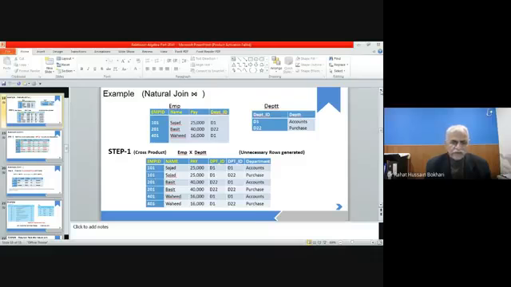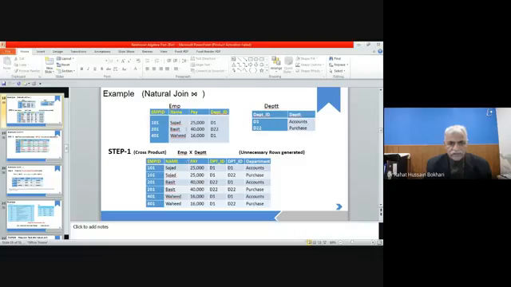So we have to be able to go for the natural join. Within the first table we have 4 attributes. Within the second table we have 2 attributes. So the resultant relational table must have 6 attributes in the cross product. So these are the cross product of two tables.